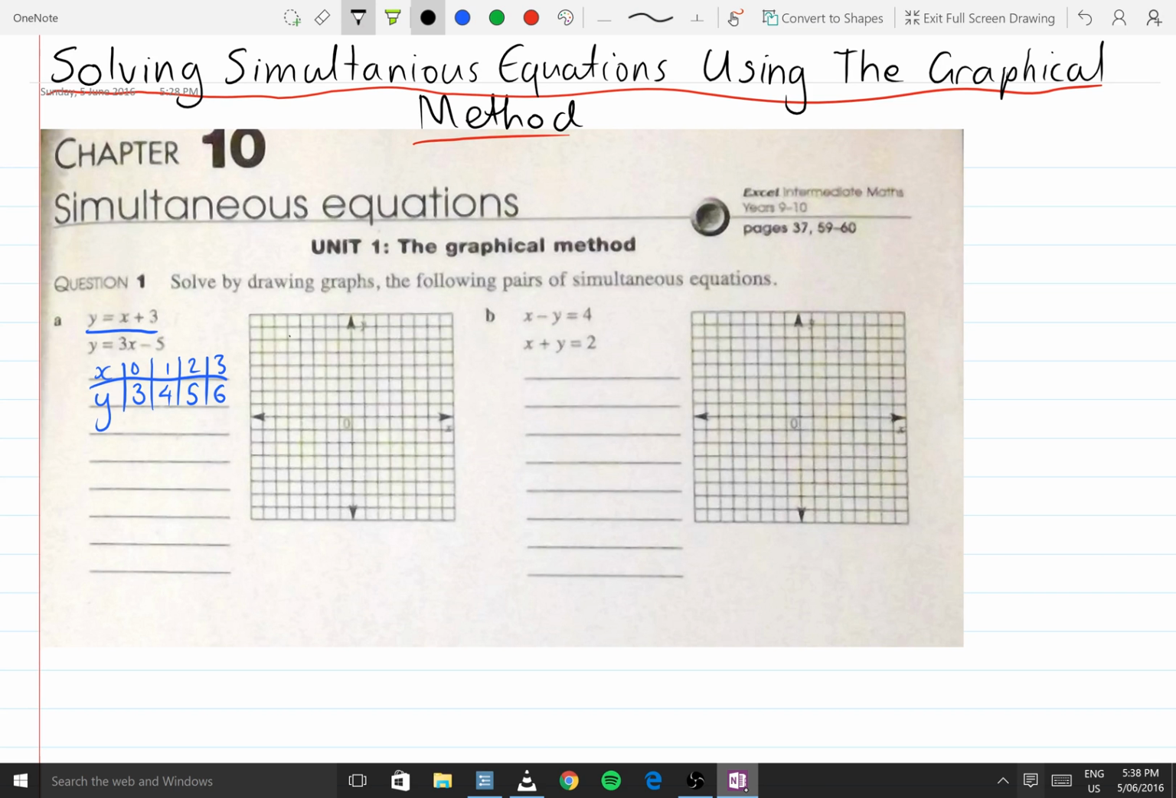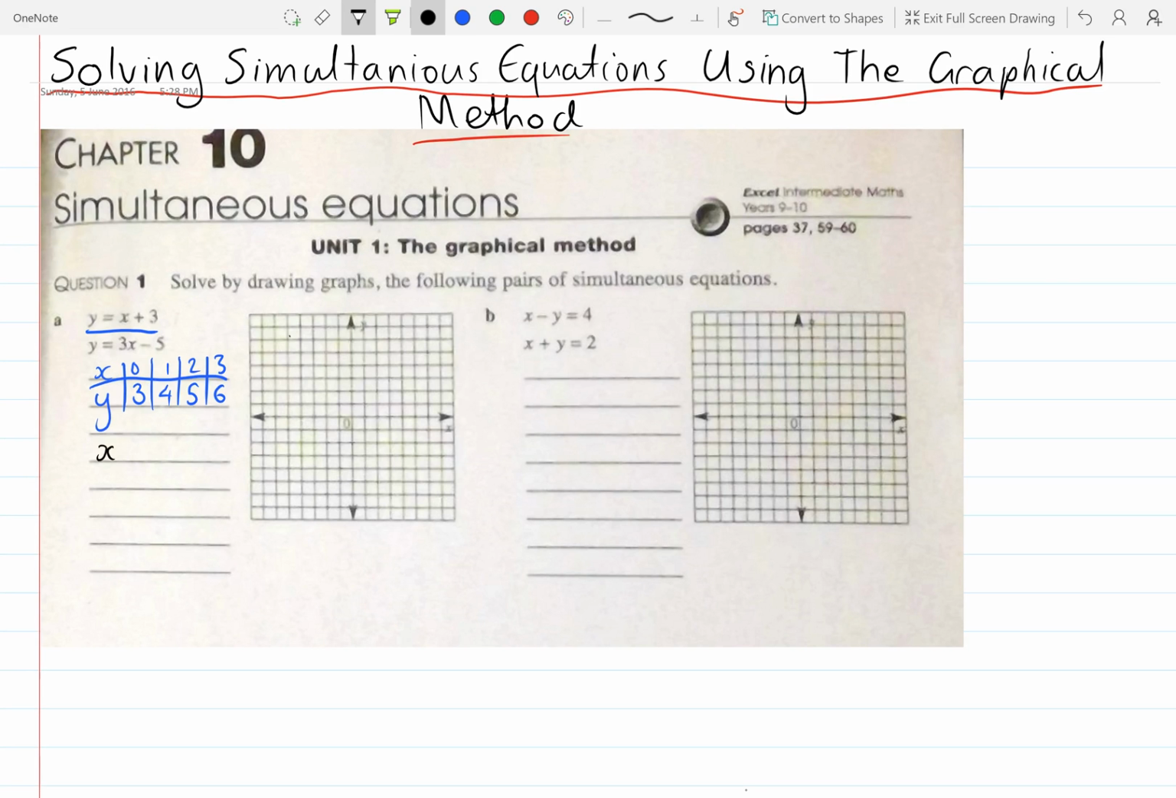Now, for my second one, I'm going to draw a little bit more of an elaborate box because I'm going to need to times it by 3, then take away 5. So I've still got x. I'm going to draw a second line down here, and then the same deal: 0, 1, 2, 3.